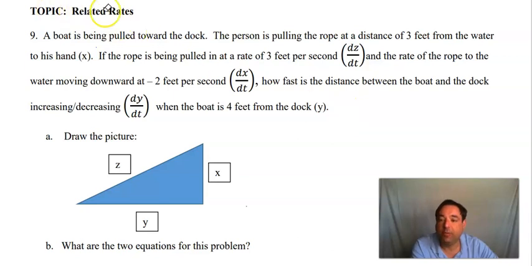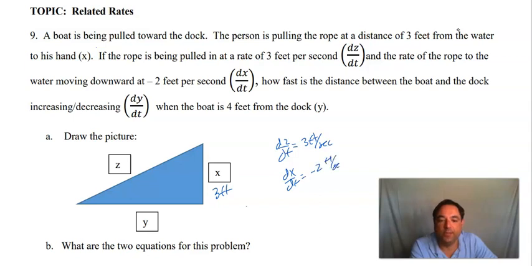For number 9, we're looking at related rates. The boat is being pulled towards the dock. The person is pulling the rope at a distance of 3 feet from the water to his hand, x. X is 3 feet. If the rope is being pulled at a rate of 3 feet per second, which is dz dt, dz dt is 3 feet per second, and the rate of the rope to the water moving downward, that's why it's negative 2 feet per second, dx over dt, which is negative 2 feet per second.